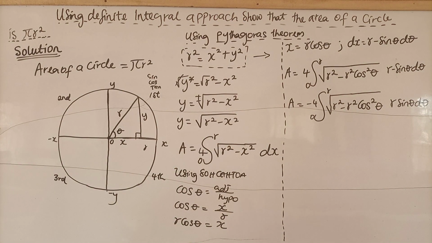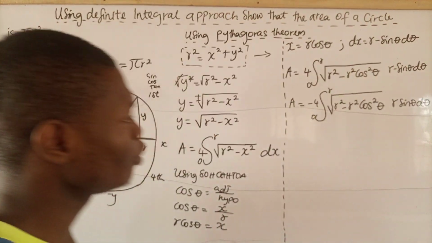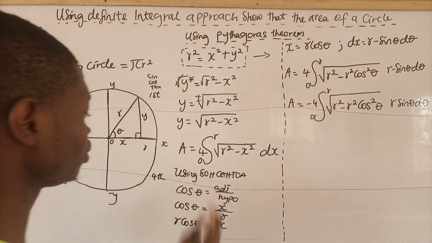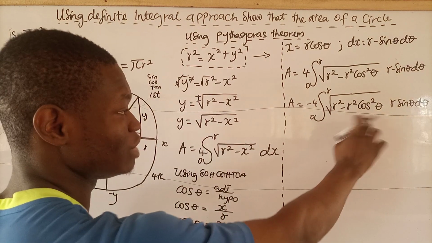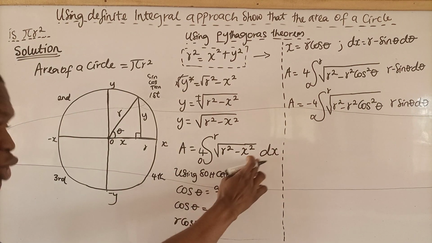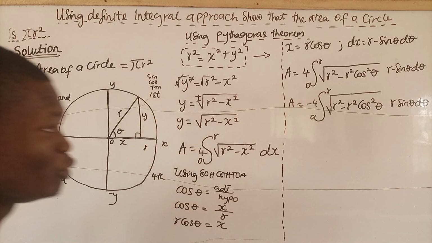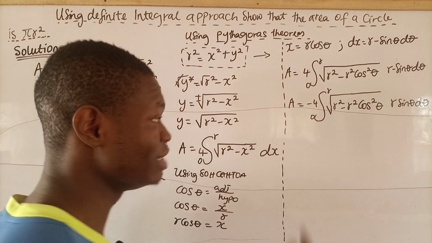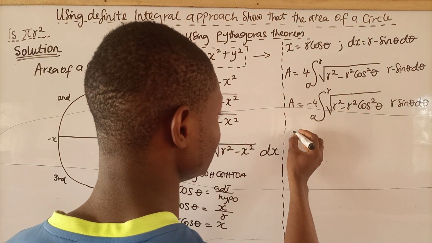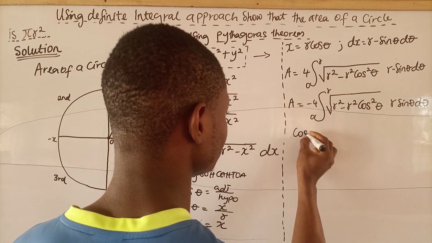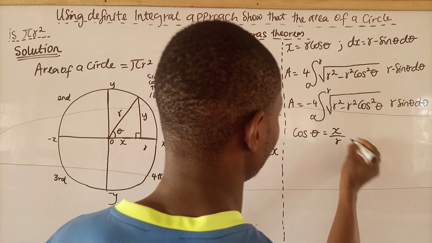So are you seeing something now? We have factored out this minus. So let's proceed. We are going to find another thing from SOHCAHTOA. Remember that we are now dealing with respect to theta. Before, we were dealing with respect to x, and our limit is from 0 to r. Now we are dealing with theta, so our limit will also change. So we are going to recall from SOHCAHTOA again that cos theta is equal to x over r.